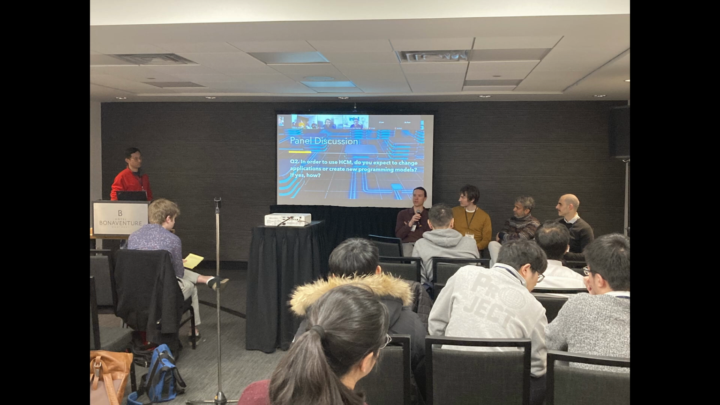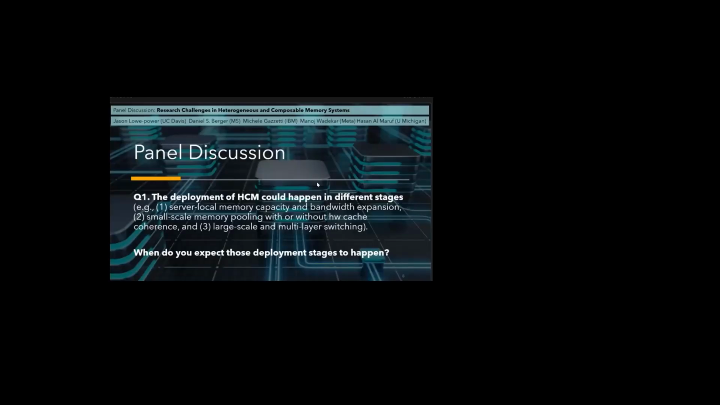The first question I'm going to ask the panel is that, nowadays we have seen many solutions regarding memory disaggregation, and those solutions could be server local memory capacity and bandwidth expansion, small scale memory pooling without hardware cache coherence, and large scale multi-layer switching. So you see we have these different stages of deployment of this memory disaggregation solution. And the question is, in your view, when do you expect those deployment stages to happen?